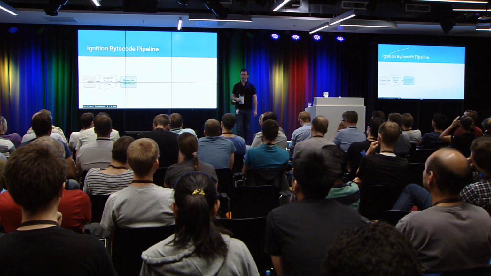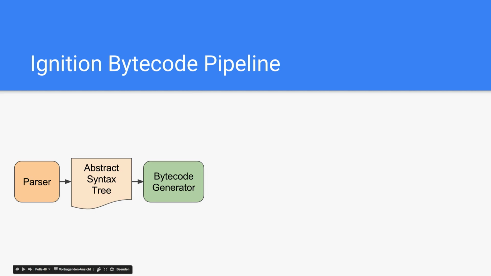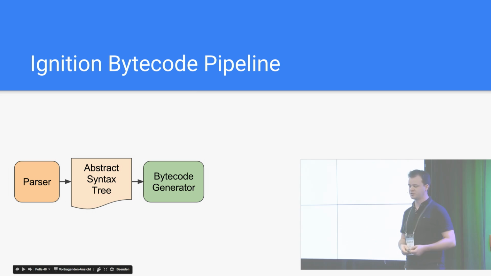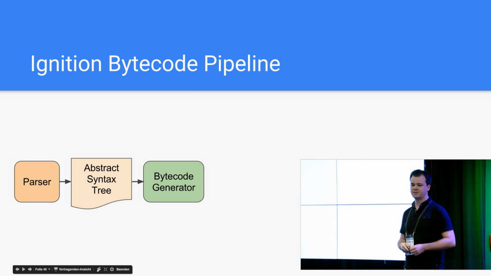So how do we generate this bytecode in the first place? We need to parse the JavaScript. It generates the abstract syntax tree, the same abstract syntax tree that the compilers use. And then we walk the abstract syntax tree, and we visit the nodes in that tree in order, and generate bytecode for each of those nodes as we go. So that's our bytecode generator part of our pipeline.